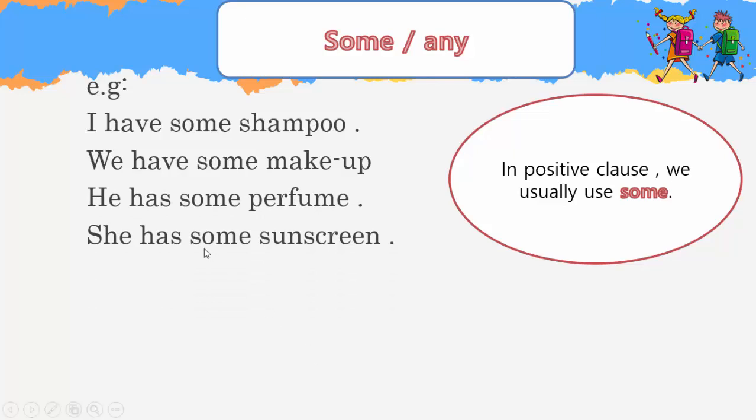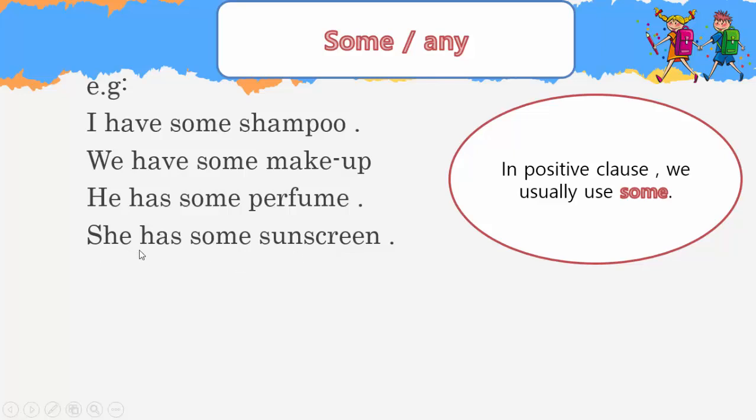Look at the third example. He has some perfume. As you can see, we used has, not have, because here we have the subject he. And the last example, she has some sunscreen.